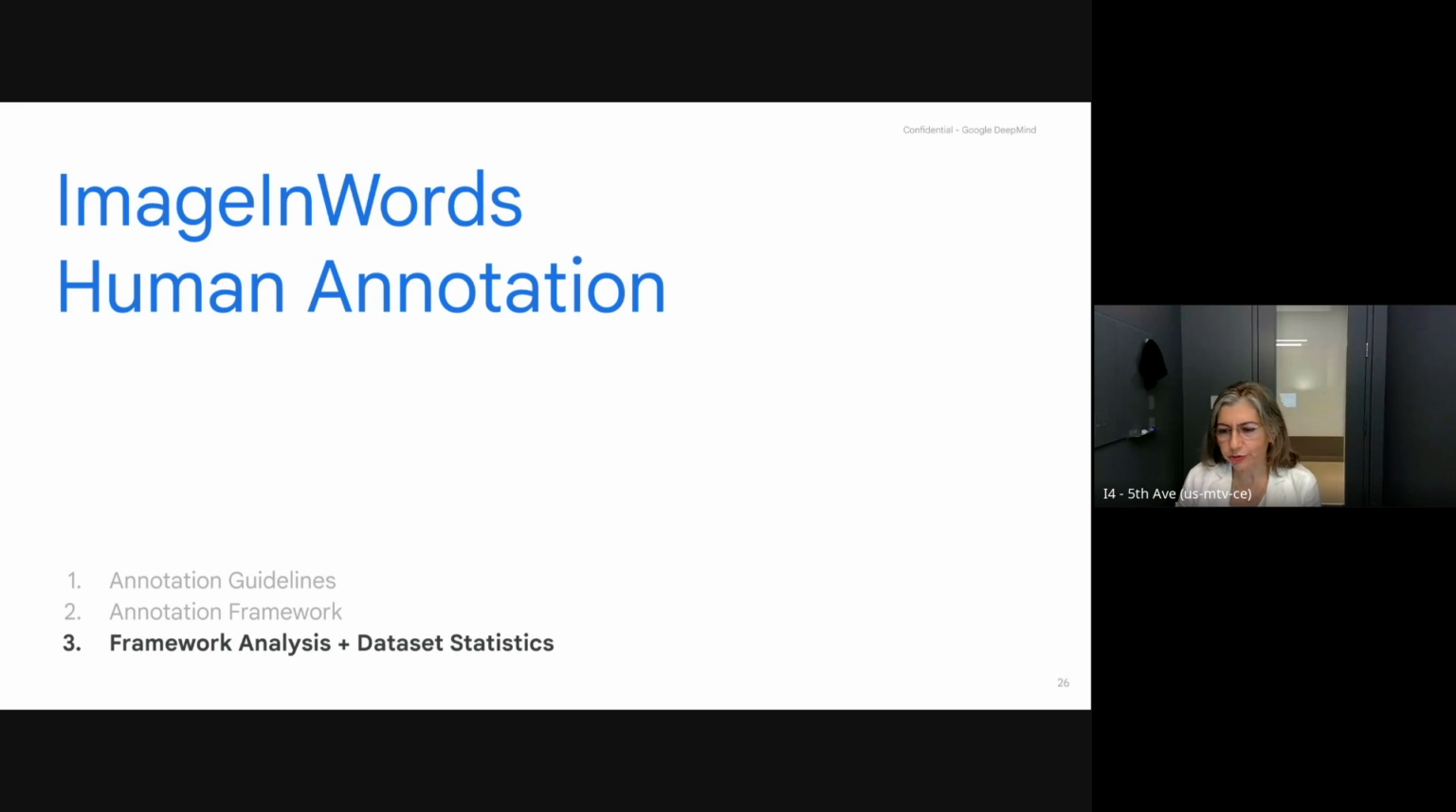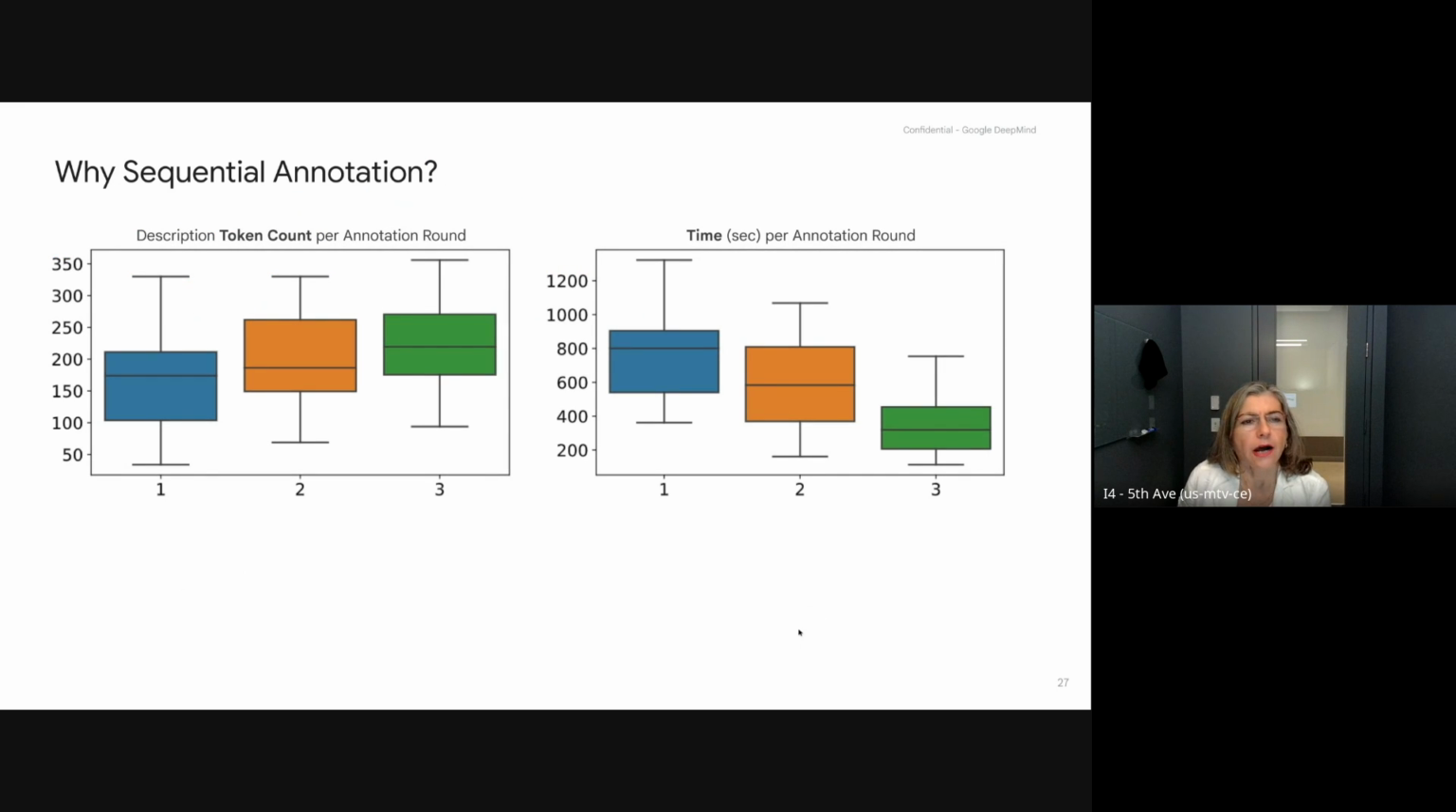Hi. Okay, so now that we have seen what our annotation framework looks like, let's dial in and see what kind of analysis we have done for the framework. Roopal mentioned that we are doing sequential annotation. So this was a design choice that we made, and we want to give you the reason for that.